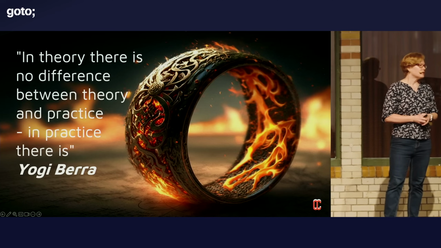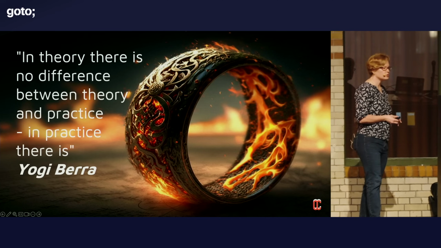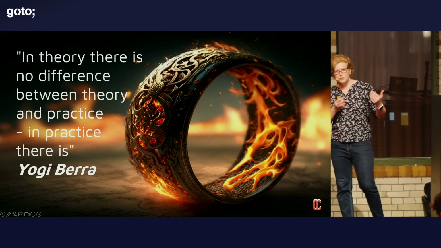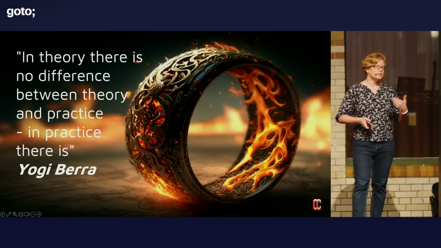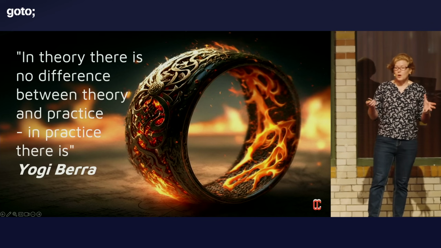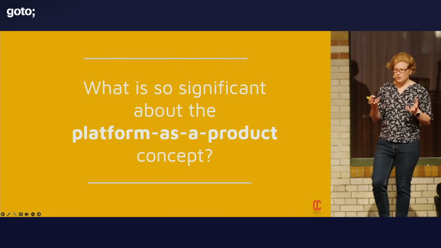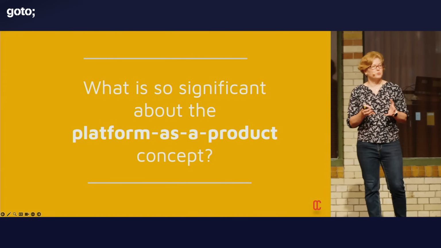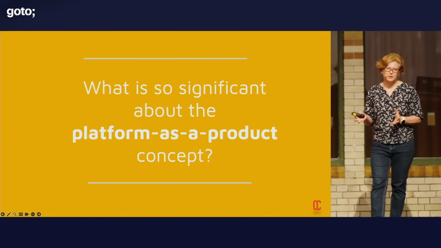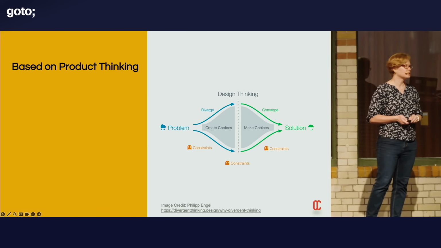Now, in theory, and on paper, it works really well. When you're looking at conference talks or the obvious success cases out there, it seems simple enough to follow. But when you're in big enterprises and organizations, suddenly the practice seems a little bit harder to implement. So we're going to have a look at why that is the case. But first of all, as I said, the key answer here is that we believe platforms should be created as a product. So we need to understand what is so significant about that. What makes the platform as a product concept important for us to get right?